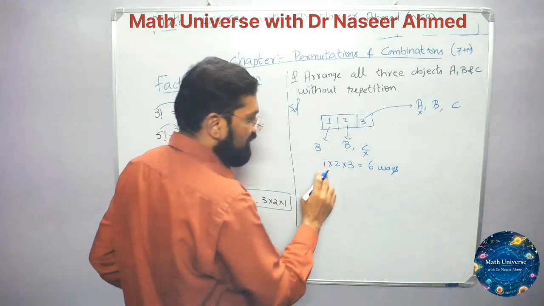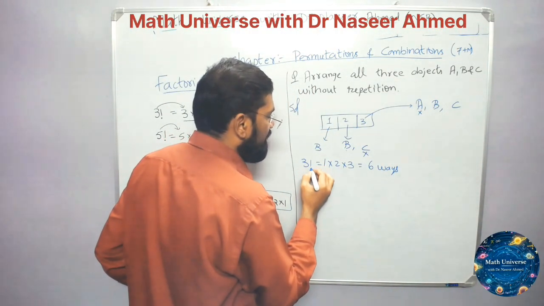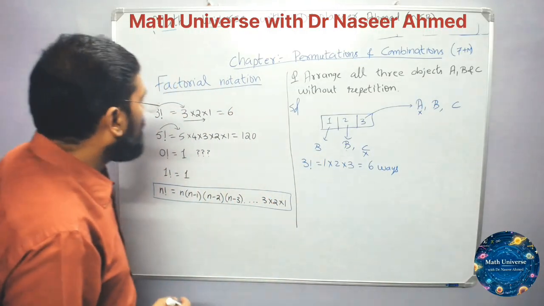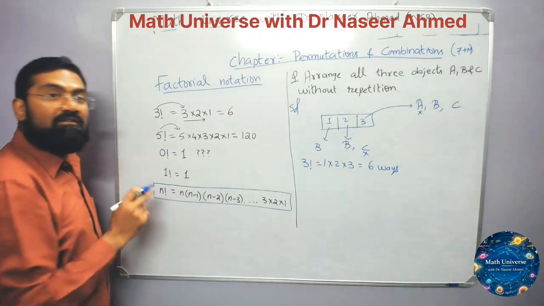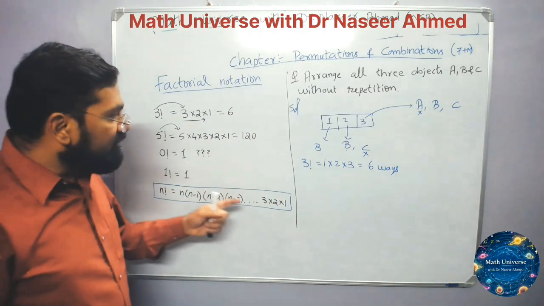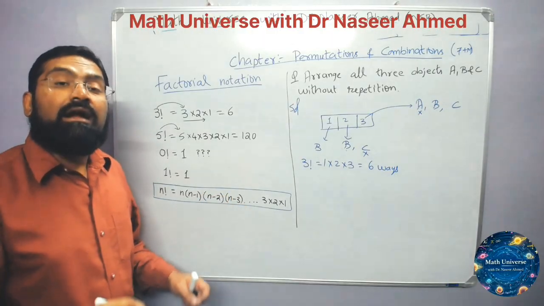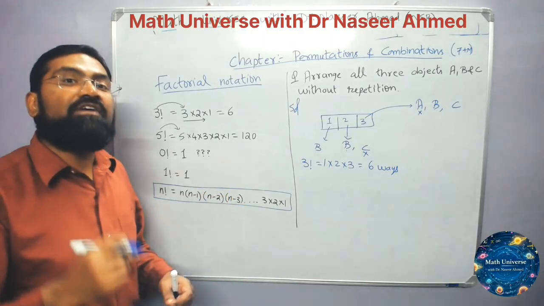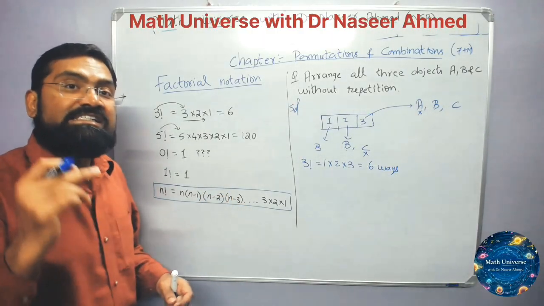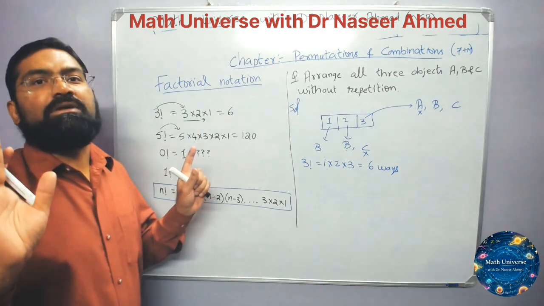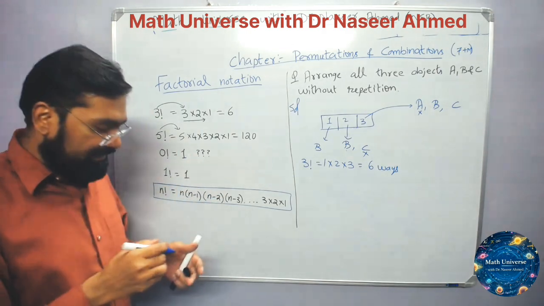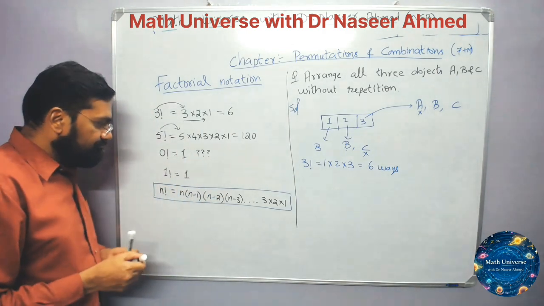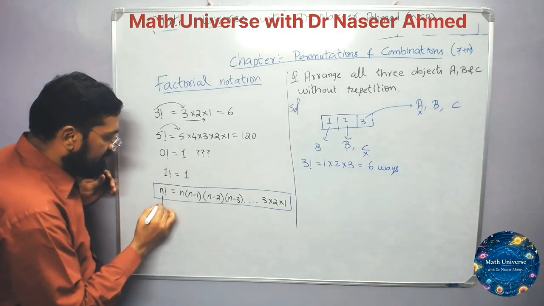And what is this? 3 factorial. What's the meaning? Factorial represents the number of ways of arranging n distinct objects without repetition. All n distinct objects. Let me repeat. Write it here. What does it represent?